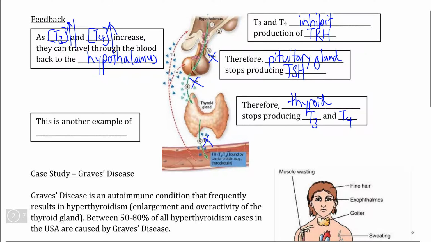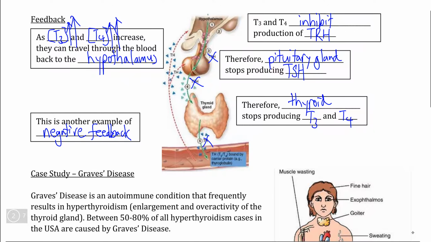So as we can see, the more T3 and T4 that is produced by the thyroid gland, the more likely these two hormones are to act as their own inhibitory signal. So this is yet another classic case of negative feedback regulation.